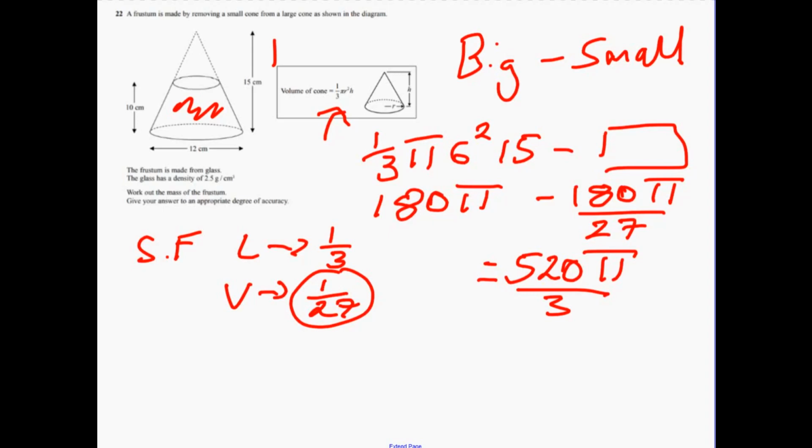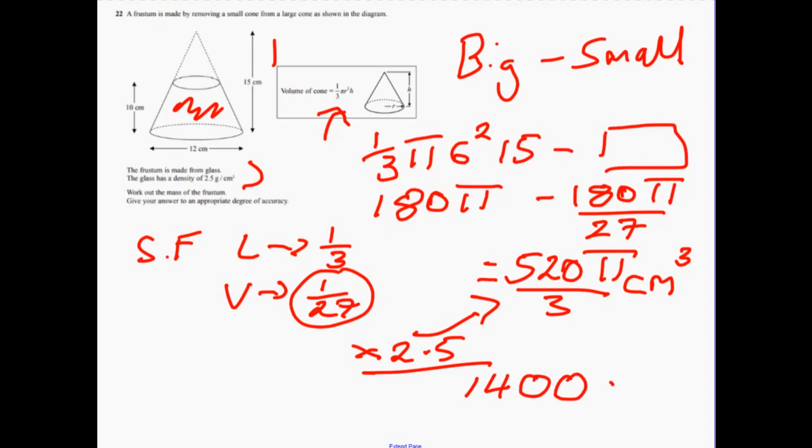Now let's think about, so this is the volume, right? This is the volume, and that's centimeters cubed. Now I need to make sense of this statement just over here. The glass has a density of 2.5 grams per centimeter cubed. So each centimeter cubed weighs 2.5 grams. So in other words, we're just going to multiply that by 2.5.